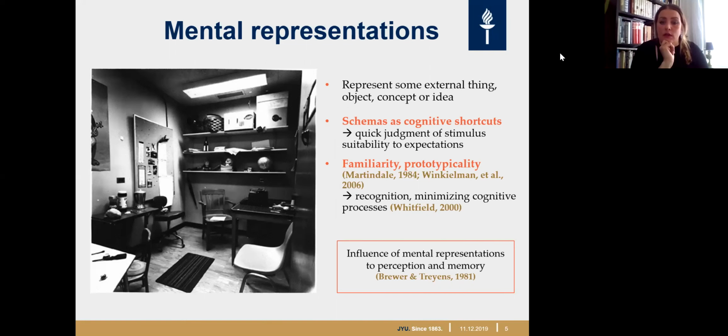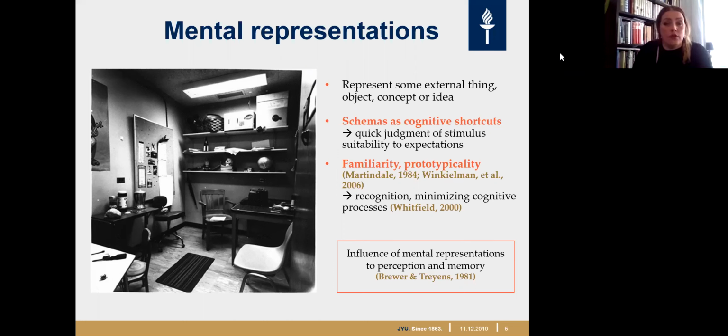Then there are many different kinds of concepts related to mental representations, for example, schemas. Schemas are considered cognitive shortcuts, and they are used for quick judgments of stimulus suitability to expectations. And schema theory by Anderson is the basic theory for many issues dealing with decision making, for example, in understanding cognitive load.